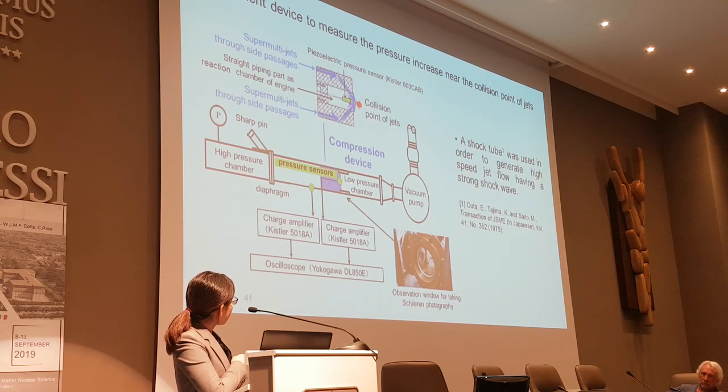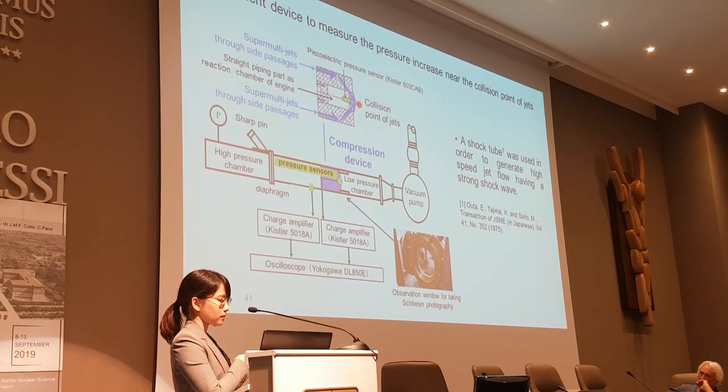Near the collision point of the reaction chamber, we installed a highly responsive pressure sensor, made by Kistler Instruments. Also, in the downstream part of the compression device, there is an observation window for taking Schlieren photography, the pictures of which I showed in my previous presentation.